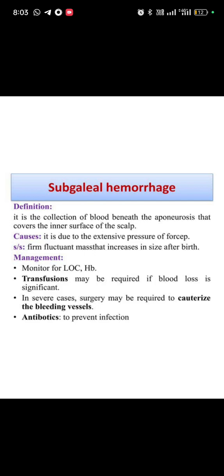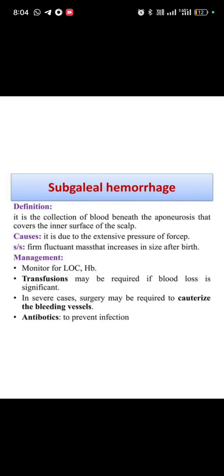What will be the causes? Causes like extensive pressure applied by the forceps. What will be the signs and symptoms? It's a firm fluctuant mass. It will increase in size after birth in the scalp or the head. You can see some mass on the head.